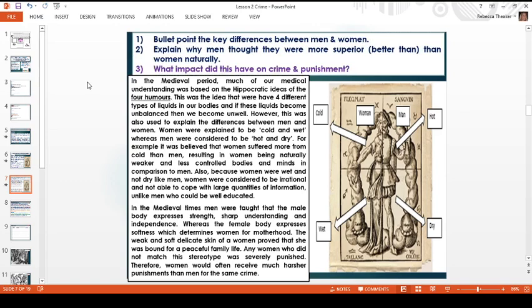Bullet point the key differences between men and women as stated in this information. Then explain why men thought that they were more superior than women naturally. So explain the differences in bodies, in structures, in temperaments, in characters, that kind of thing. Then if you can, as a challenge question, what impact do you think this had on crime and punishment in the medieval period? So pause me now and complete this task, please.